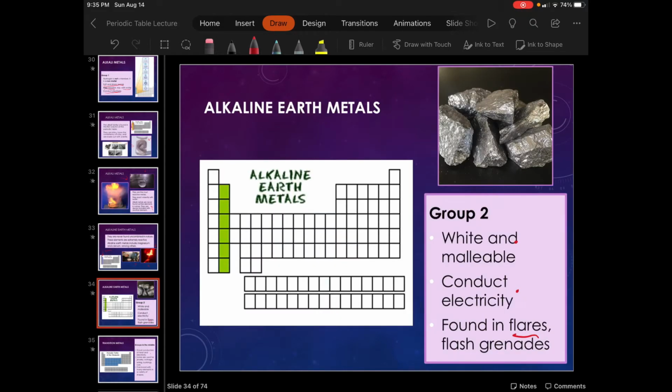Let's continue with the alkaline earth metals. They're white and malleable. They do conduct electricity. They're found in flares, flash grenades.